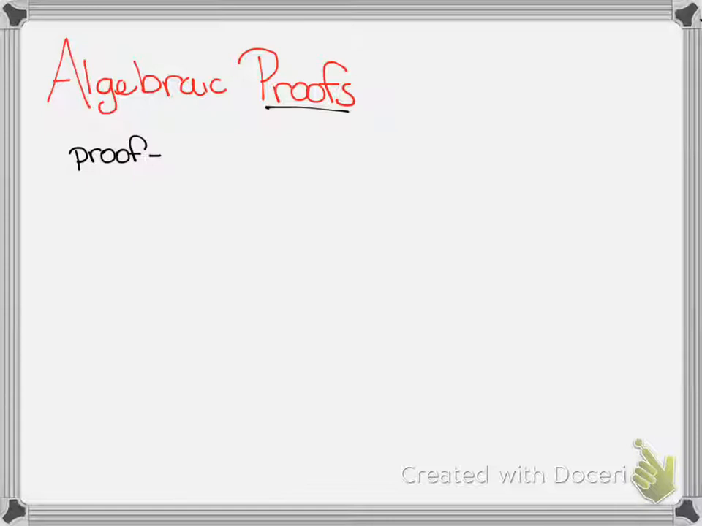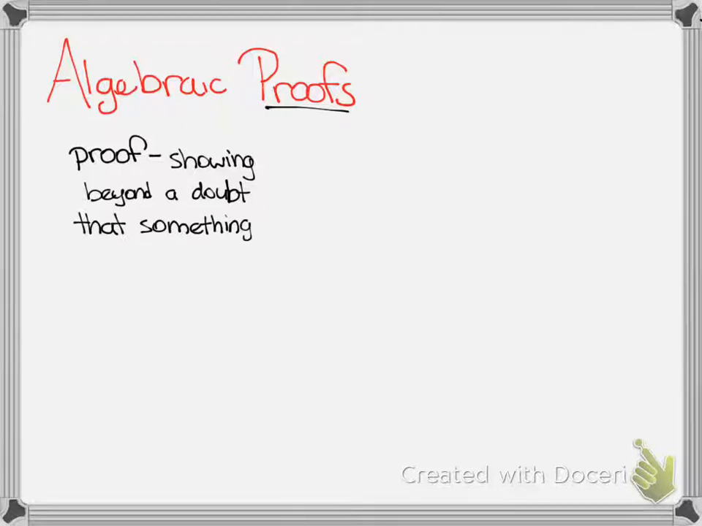So first of all, we need to define what exactly is a proof. Well, a proof is just showing beyond a doubt that something is true. And this is my own personal definition of what a proof is. I think it's easier to understand than the definition they give you in the book. It's just showing that something is true. Beyond a doubt, it is true.